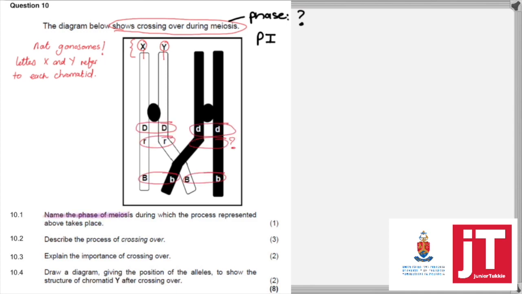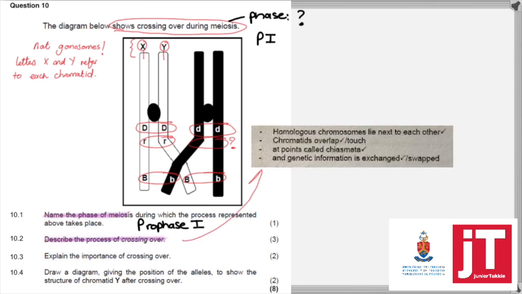So question 10.1, let's see. We have to name the phase of meiosis during which the process represented above takes place. So this is quite simply prophase, as we identified while looking for our context. Okay, so now let's have a look at question 10.2. Now it gets a little bit more tricky because it says we need to describe the process of crossing over. And I've taken a snippet of the memorandum here because it's so important for us to get this in its sequence correctly.